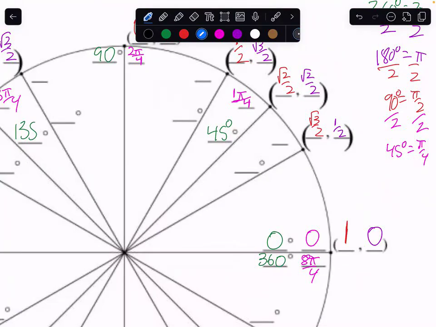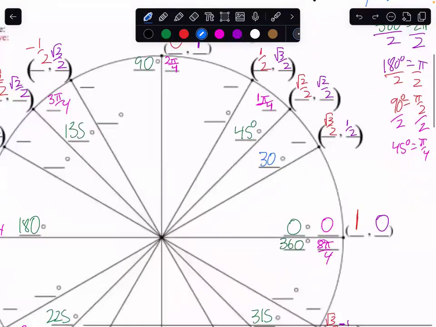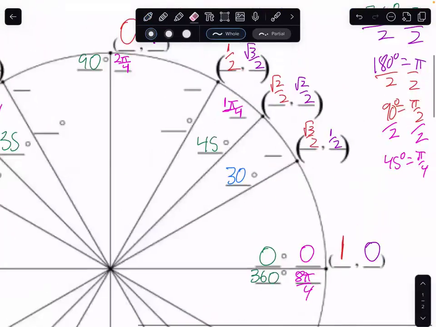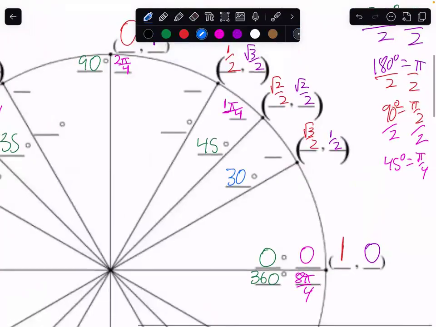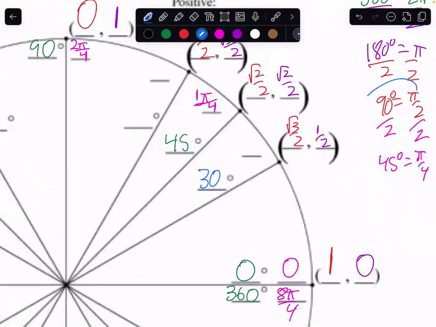Okay, so 30 degrees. I guess the degree symbol is already there. You can go back to the fact that 90 degrees was pi over 2. So divide both sides by 3. So 30 degrees is pi over 6. I'll just say 1 pi over 6 for now.